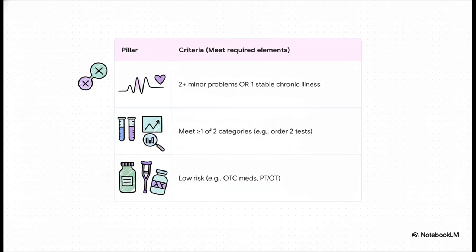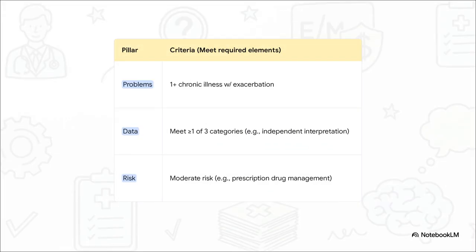And the risk? It's low. Think prescribing physical therapy or some over-the-counter drugs. Now we're moving up to moderate MDM, and the stakes are getting a bit higher. Notice these key phrases for the problems: exacerbation or uncertain prognosis. This isn't stable hypertension anymore.